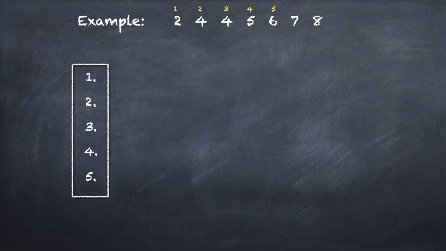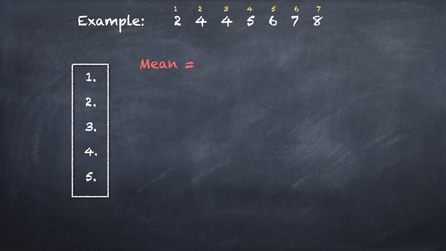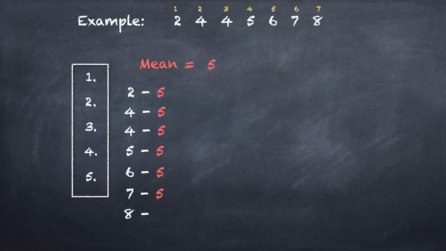So first step, let's find the mean. So the mean, we're going to add up all those numbers and then divide it by the numbers in the set, which is 7. So 35 divided by 7, so our mean is 5. Second, we're going to take each number in the set subtracted by the mean. So that's going to be 2 minus 5, 4 minus 5, 4 minus 5, 5 minus 5, 6 minus 5, 7 minus 5, 8 minus 5. And there's the results of that.